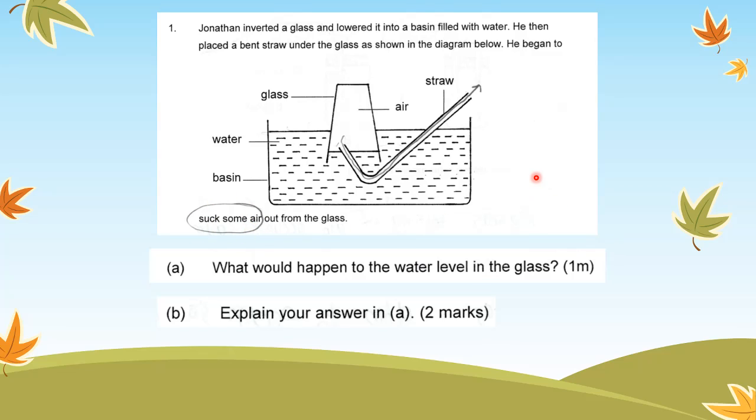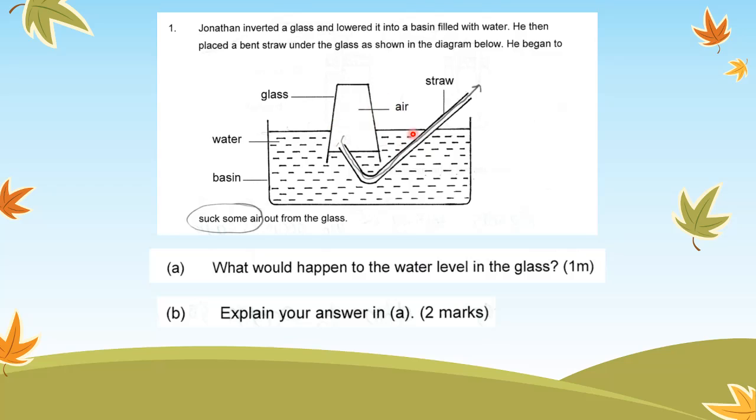Now for matter and the three states, some common keywords when you look at the question: air takes up space, water takes up space, air escapes, water escapes, water level rises, water level falls, water level in the basin rises, water level in the glass rises. These are some of the keywords that should come to your mind when you are trying out this question. So let's take a look in more detail at this question.